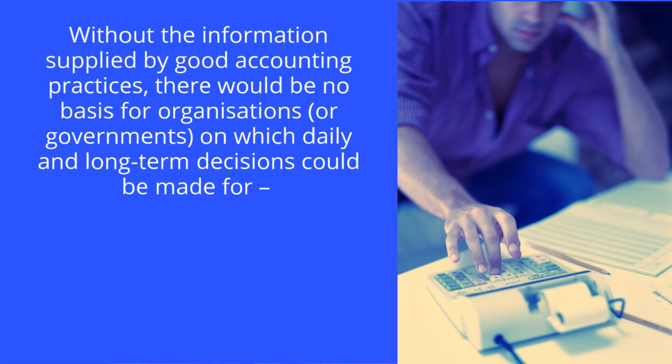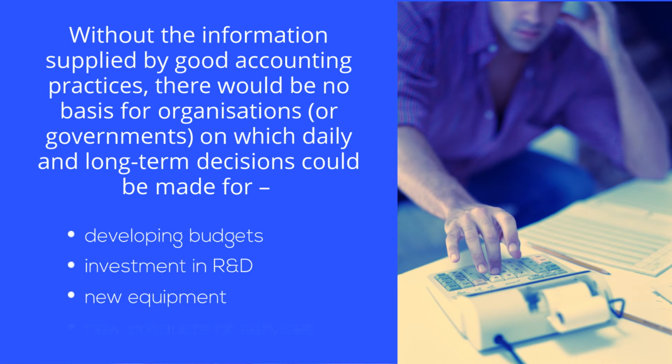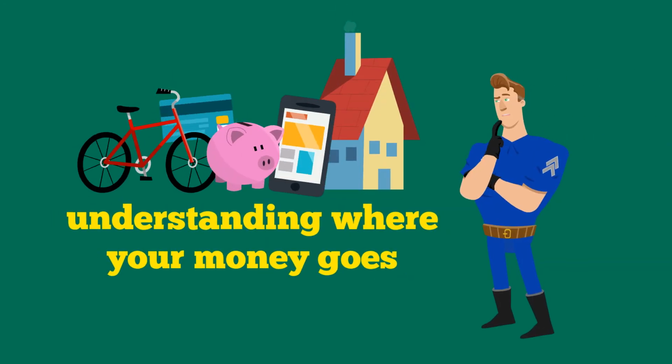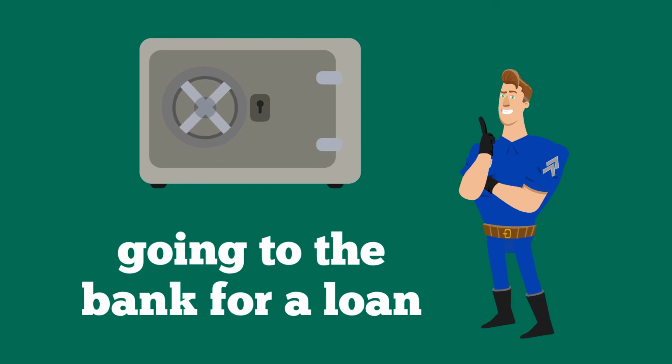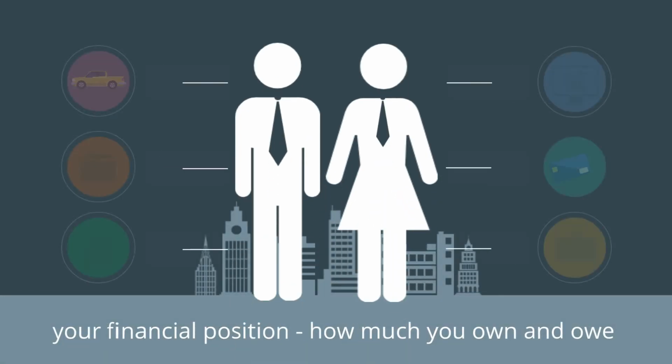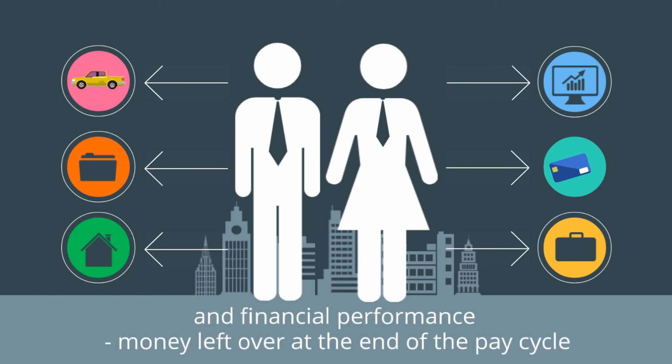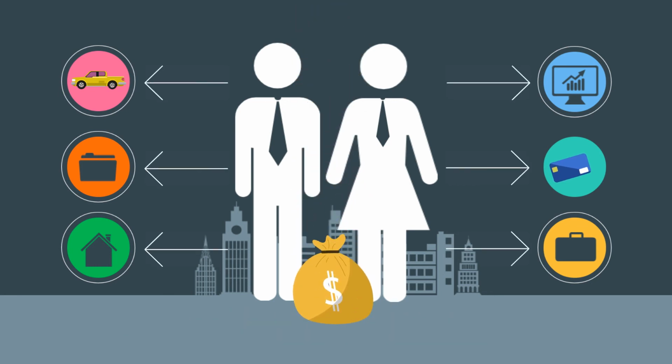Without the information supplied by good accounting practices, there'd be no basis for organisations or governments on which daily and long-term decisions could be made for developing budgets, investment in research and development, buying new equipment, or developing new products or services. For individuals, understanding where your money goes can be very helpful, especially when going to the bank for a loan. The banks will consider your financial position, how much you owe and own, your balance sheet, and your financial performance, what money is left over at the end of a pay cycle, before lending you any money.